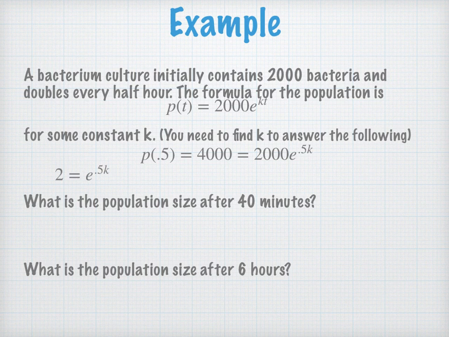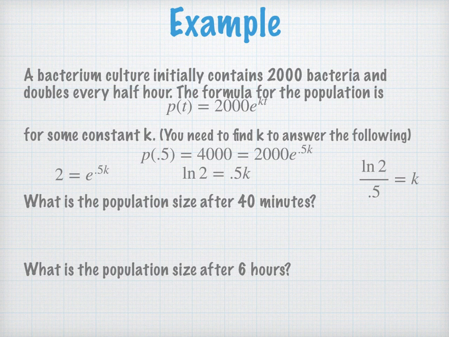Divide both sides by 2,000. We have 2 equals e to the 0.5k. Take the natural log of both sides. We have natural log of 2 equals 0.5k, which means natural log of 2 divided by 0.5 equals k. So we're going to use that for k. We're not going to round it. We're going to actually type that into our calculator every time that we need to use k. That way we have an exact answer. And we're going to answer our next two parts.